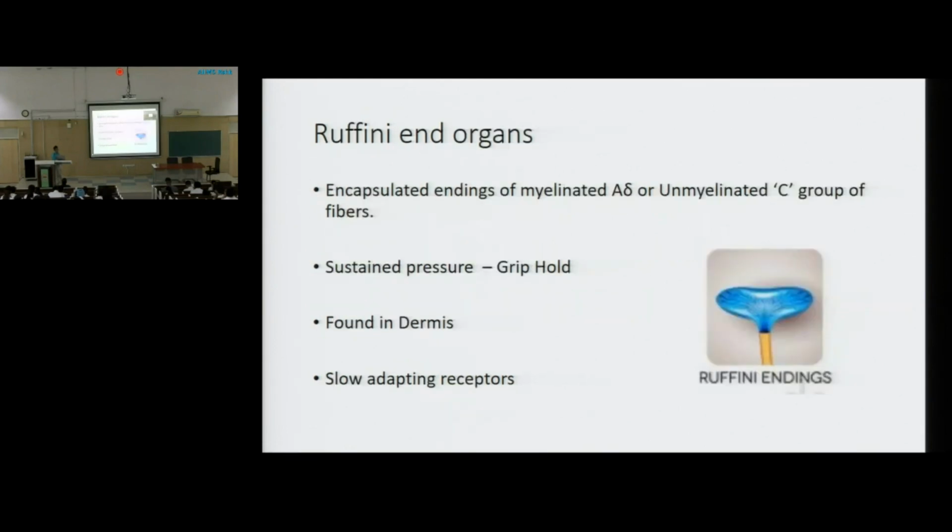Next are the Ruffini end organs. They are also encapsulated endings of myelinated A delta or unmyelinated C group of fibers. They are also responsible for grip holding, or they sense sustained pressure. They are usually found in the dermis and they are slowly adapting type of receptors. Okay.